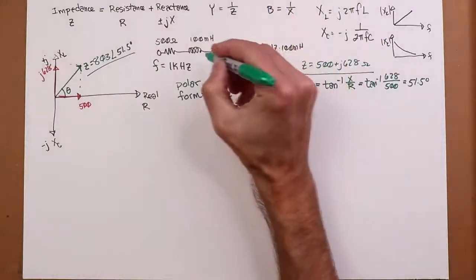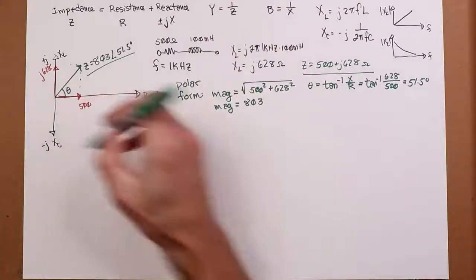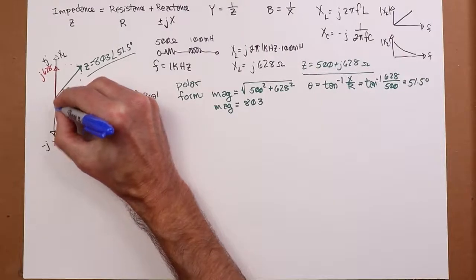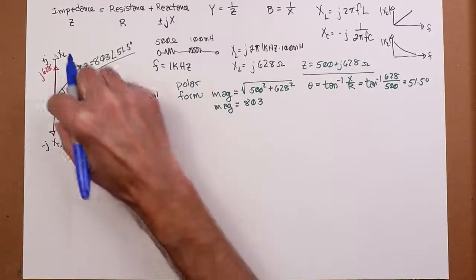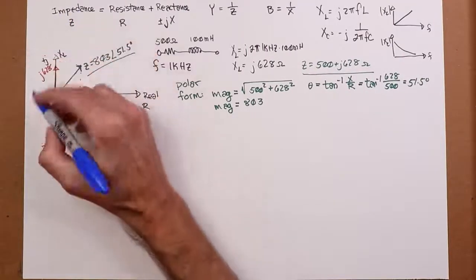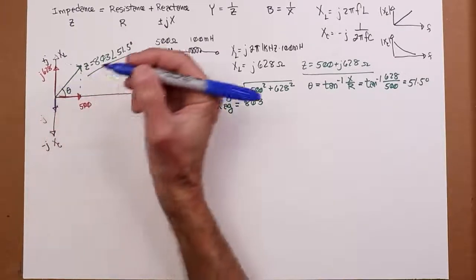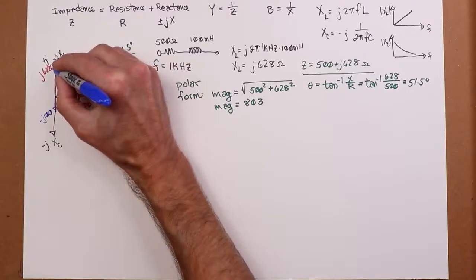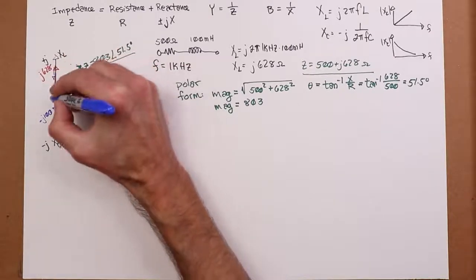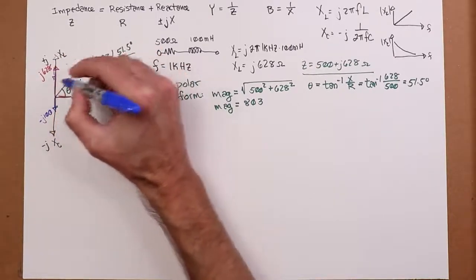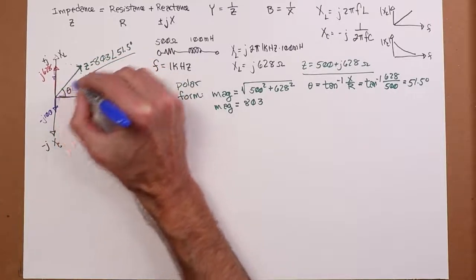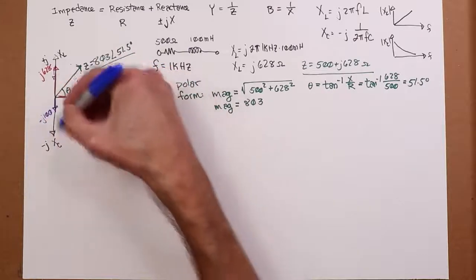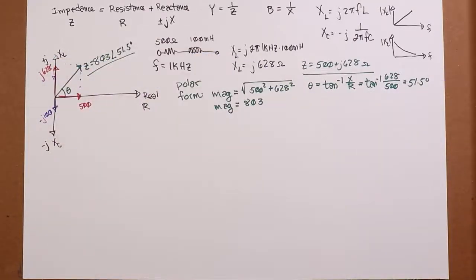Because after all, I could also have a capacitor in series here, right? In which case, if I had three of these, I might have a little capacitance down here. So this would get combined with this. Like if this was minus j100, let's say, I would just do a little combo there, knock off the 100, meaning I only have 528 over here. And that would make this a little bit shorter and shallower. Okay. Reals to reals, imaginaries to imaginaries.